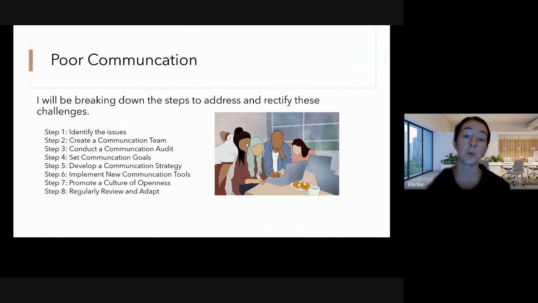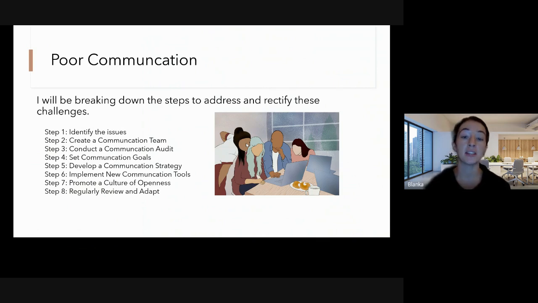Step 7, we're going to promote a culture of openness. Leadership plays a crucial role here. Encourage a culture where employees feel comfortable sharing thoughts and concerns. Whether those thoughts and concerns are negative or positive, we have to lead by example and we have to actively listen to get feedback. Step 8, we regularly review and adapt.